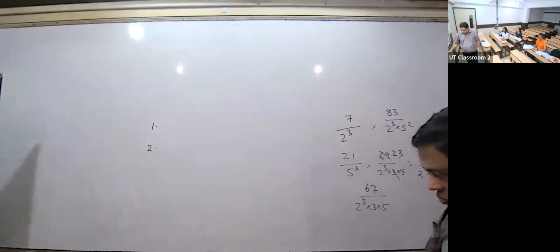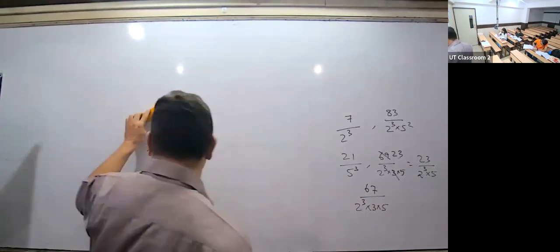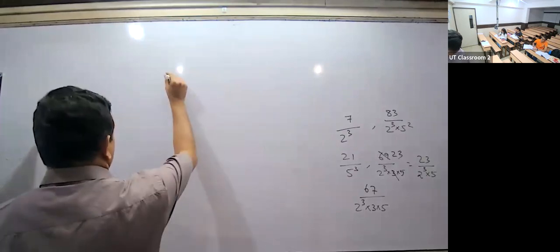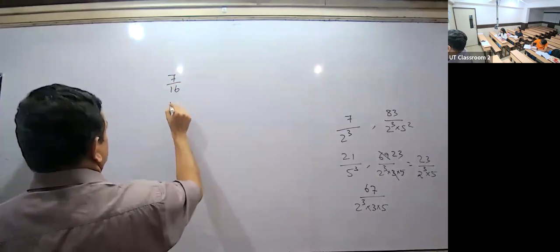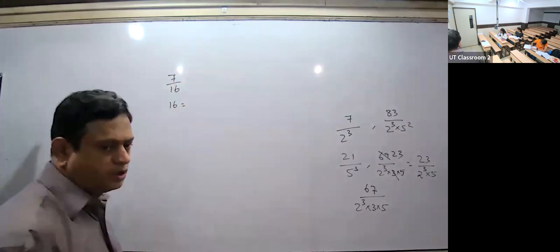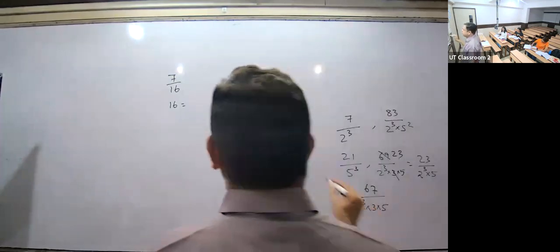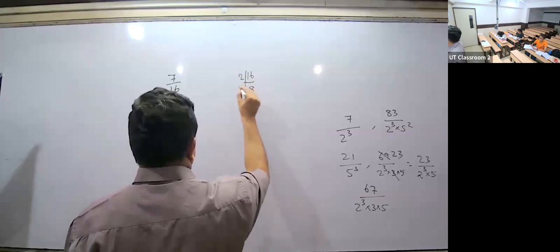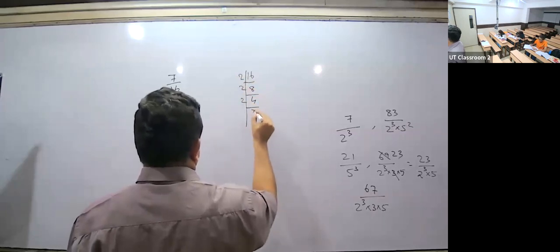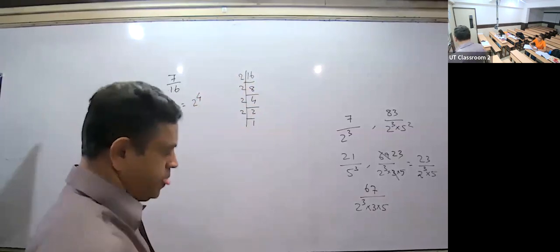What is the first question? 7/16. 7 upon 16. Now, is there any common factor between them? No. So factorize 16. Find the factors of 16. Do the factorization. 2 twos are 4, 2 twos are 8, 2 twos are 16. So 16 is 2 raised to 4.